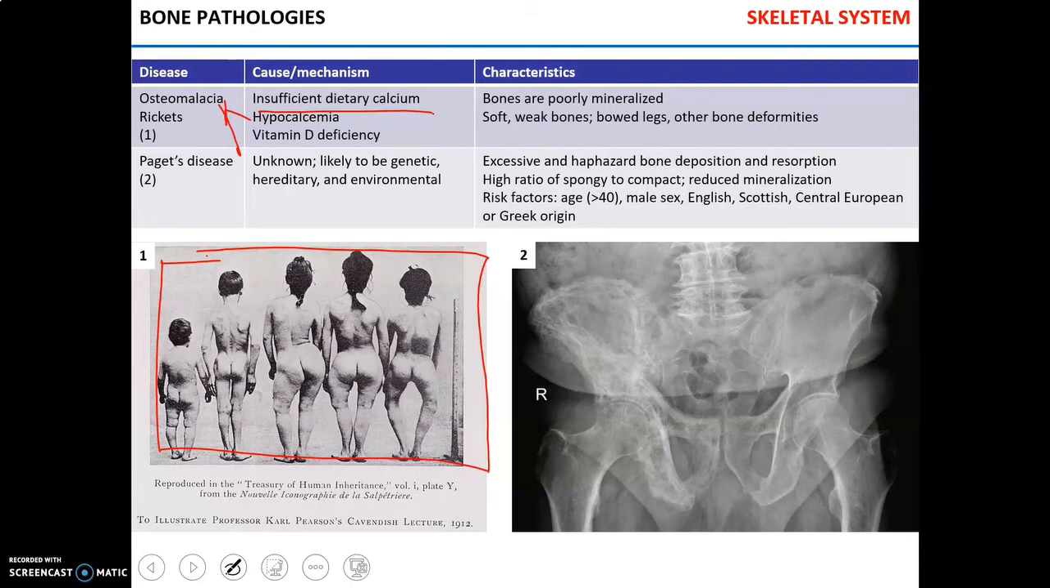Paget's disease, and here you can see Paget's disease on this X-ray, is a disease of unknown cause, a genetic, hereditary condition, with potential environmental contribution. Bone deposition and resorption become excessive and haphazard. It leads to the formation of a high ratio of spongy bone comparative to compact, reduced mineralization of the bone, and generally these bones are more prone to fracture. Risk factors for Paget's disease are being a male, being an older male, and being of a particular national descent.